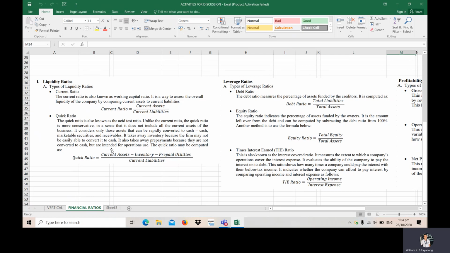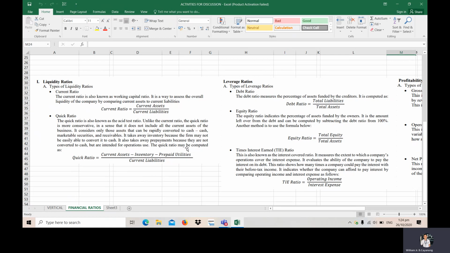Here in quick ratio, the quick ratio is also known as the acid test ratio. Unlike the current ratio, the quick ratio is more conservative. Why is it described as conservative? It is in the sense that it does not include all the current assets of the business. It considers only those assets that can be rapidly converted into cash: the cash, marketable securities, the receivables. It takes away inventory because the firm may not be easily able to convert it into cash. It also takes away prepayments because they are not converted into cash but are intended for operations use.